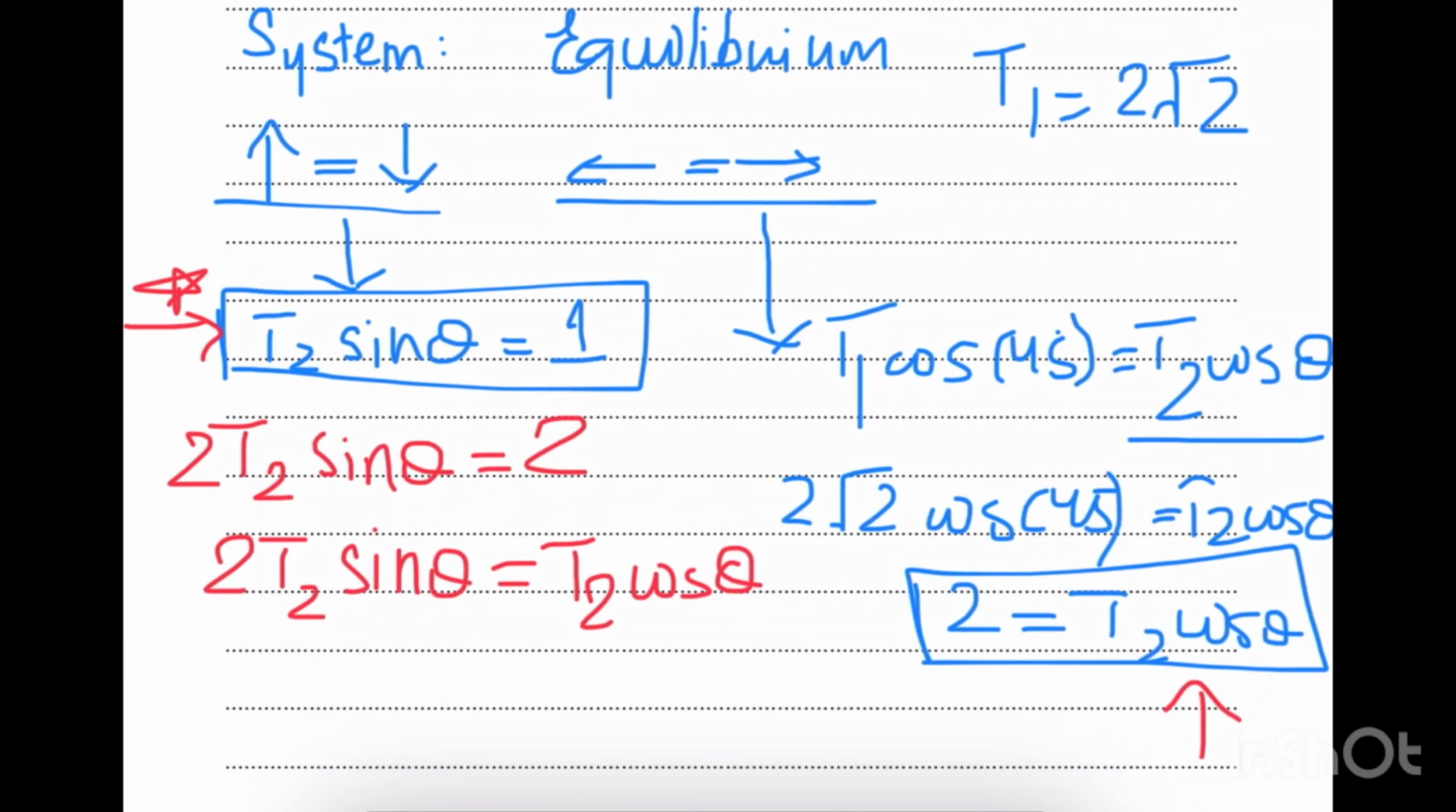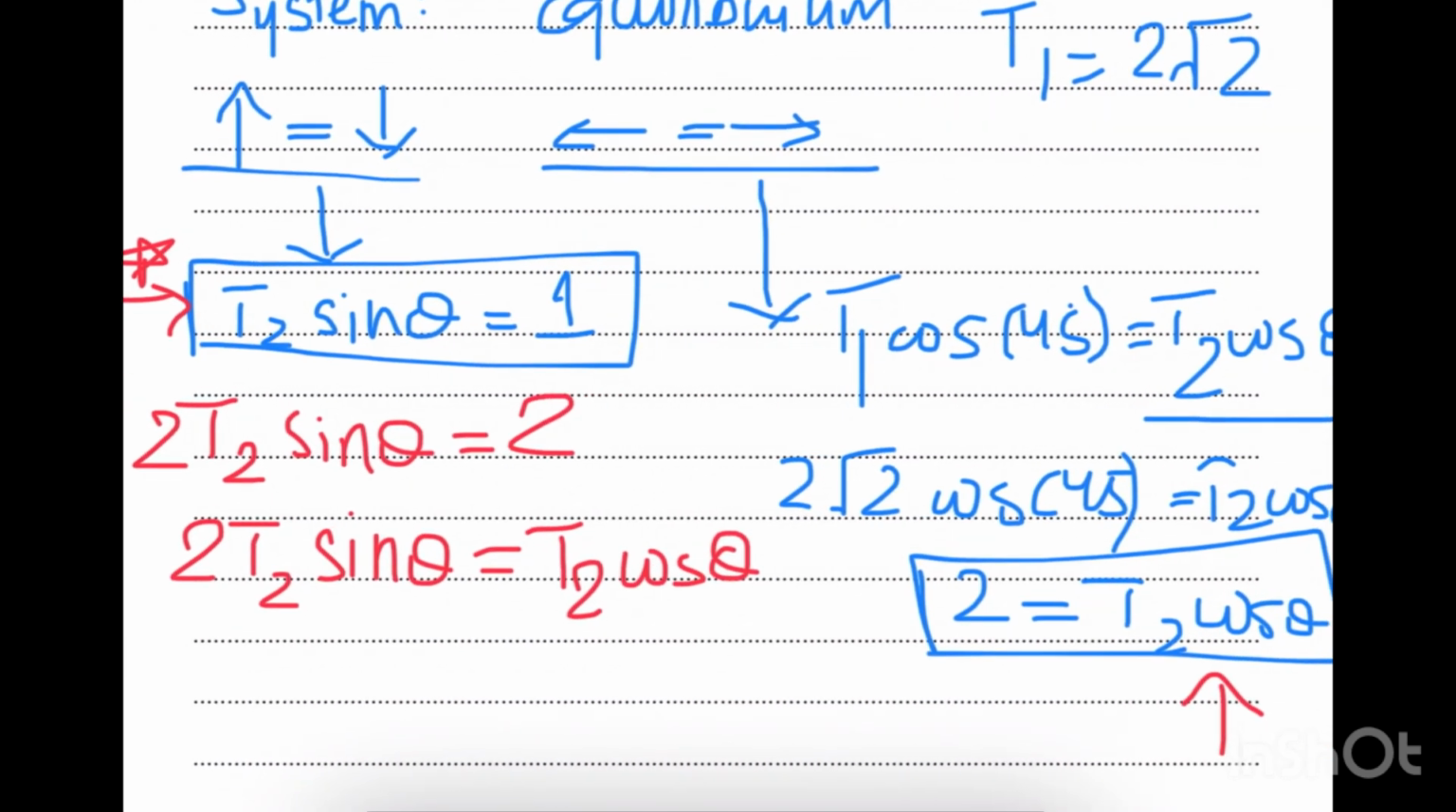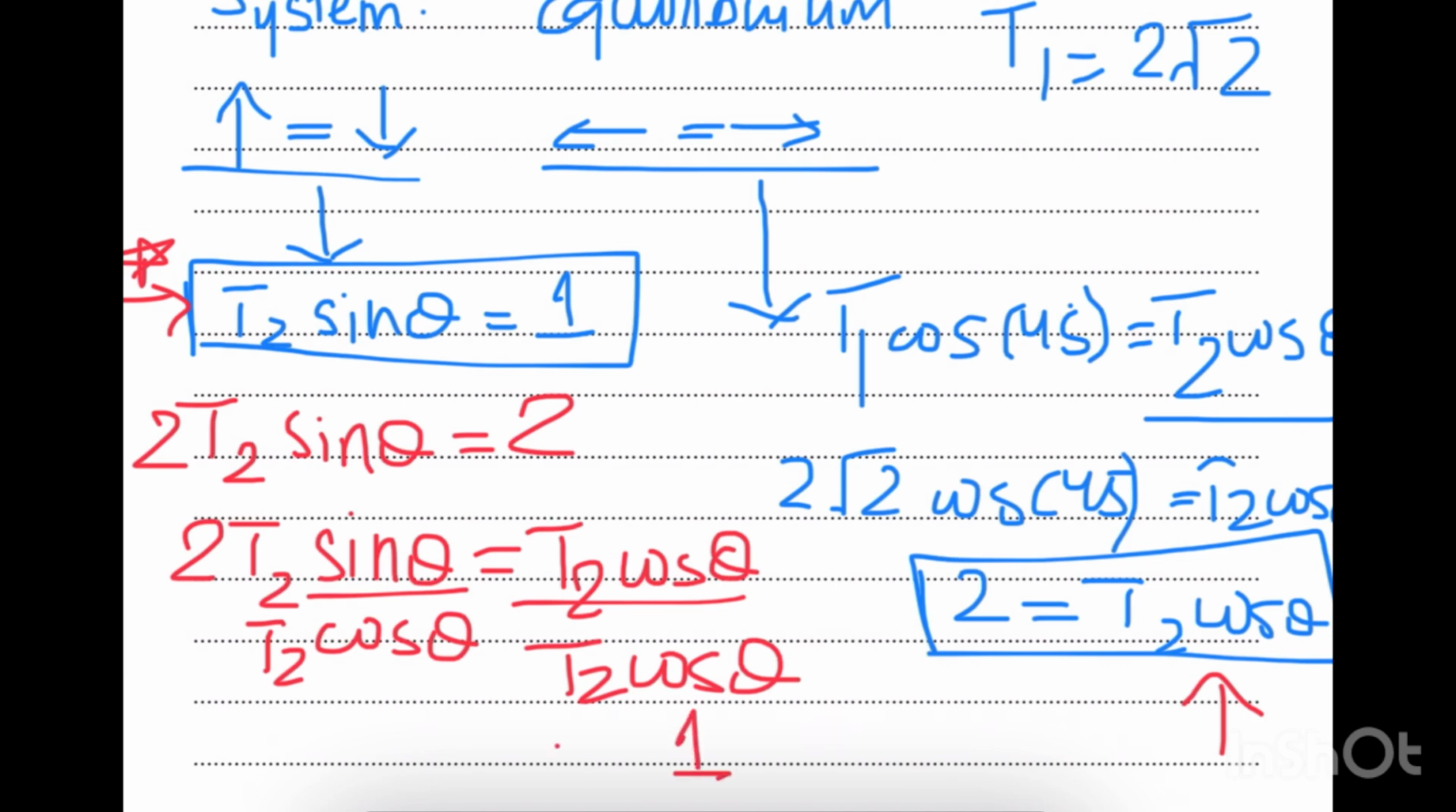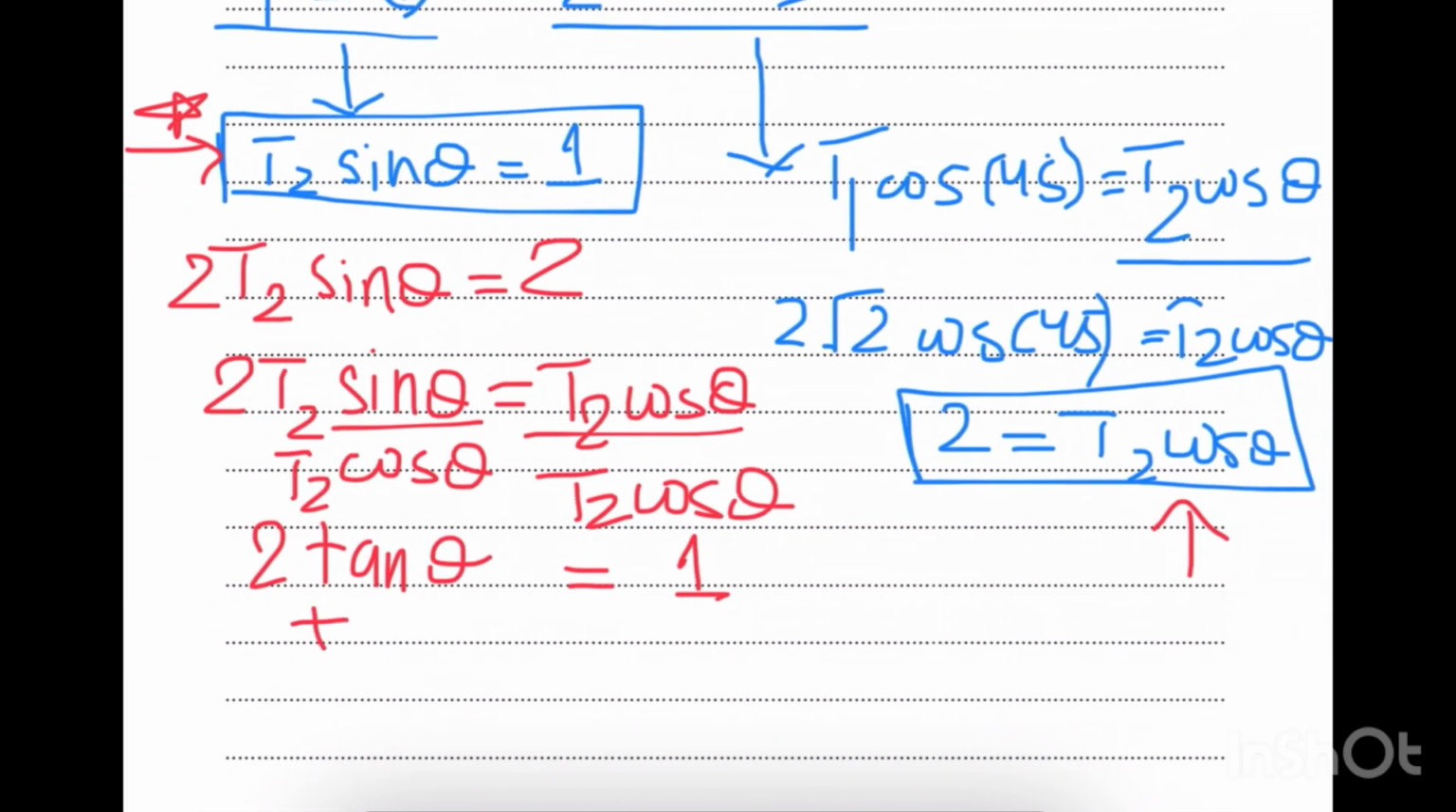Now we have two trig functions, and we can simplify this by dividing on both sides by T2 cos theta. So the right side becomes 1, and this becomes 2 tan theta. That means that tan theta is equal to 1 by 2, making theta equal to tan inverse 1 by 2. That is 26.6 degrees.